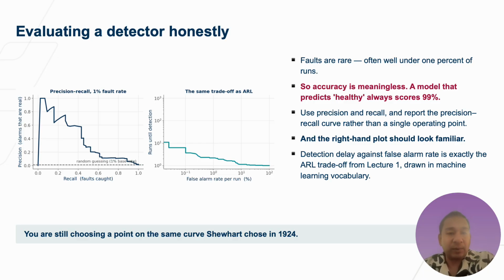And look at the right-hand plot. Detection delay against false alarm rate. And that is the ARL trade-off from lecture 1 drawn in machine learning vocabulary. Same axis, same shape, same decision. And you are still choosing a point on the curve. Shewhart chose a point in 1924. He chose 3 sigma. You're choosing a threshold for a reconstruction error. It is the same choice with the same asymmetric cost behind it.